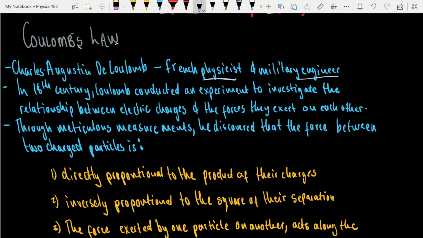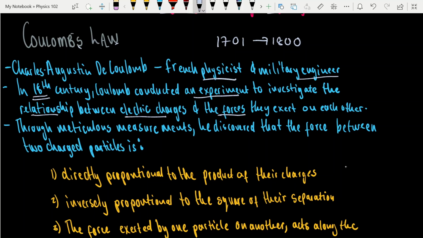What did he do? He conducted an experiment in the 18th century. The 18th century is from 1701 all the way to 1800, right? So somewhere in the late 18th century, 1785, 1786, he did an experiment. And what was he doing? He was trying to investigate the relationship between charges and the force they exert on one another.